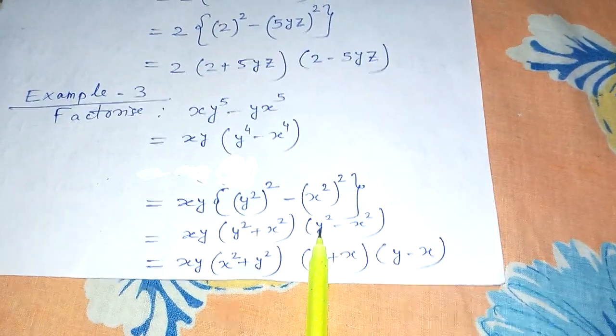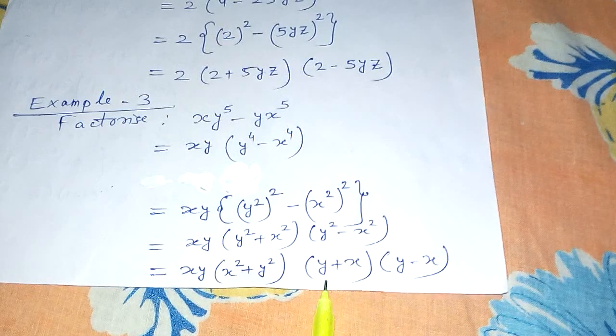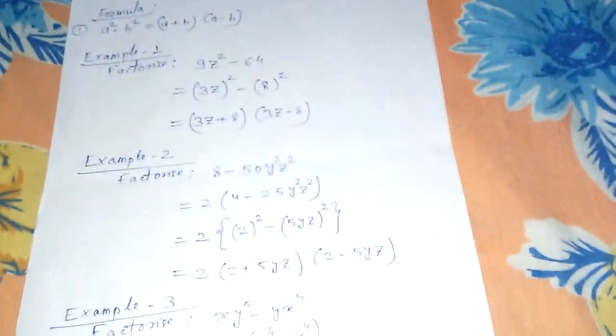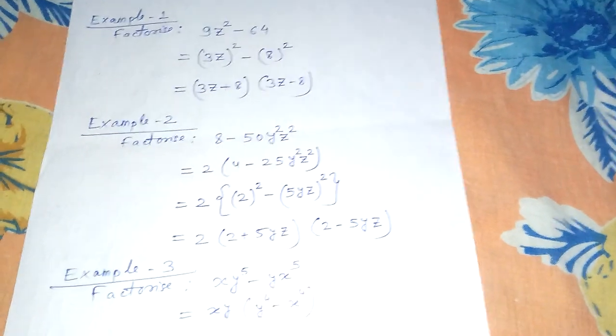So who is a here? y. Who is b here? x. So (y plus x) into (y minus x). So these 3 examples are a little bit different from each other but very easy, and they are interconnected.